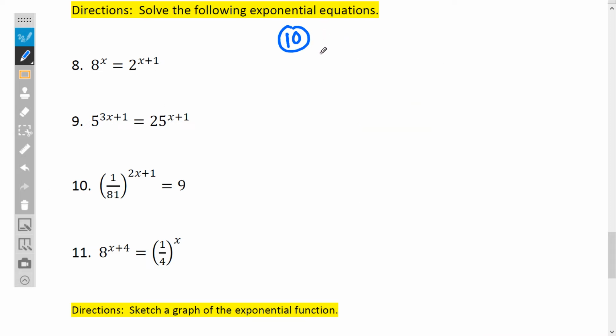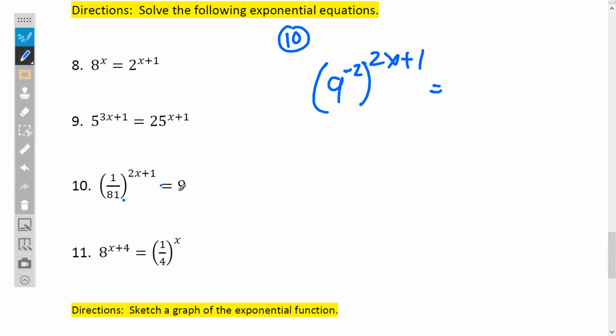Number 10, we've got 1 over 81 to the 2x plus 1 equals 9. So we want the base here, and we want to look at the bottom number to get the base, because remember, when we're dealing with a fraction, the exponent will be a negative number instead. So 9 and 81 can both be expressed using a base of 9. So 1 over 81 would be a base of 9 to the 2nd power, because 81 is 9 squared. However, we have to use a negative exponent to make it a fraction, so 9 to the negative 2nd power. And then it still has the exponent of 2x plus 1.